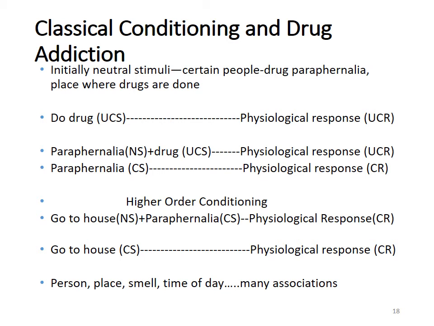So initially, before somebody's doing drugs, certain people, drug paraphernalia, and places where drugs are done start off as neutral stimuli. When we do a drug, we have a physiological response. For example, if I was doing speed, it would be a stimulant and I would have heightened arousal. So you do the drug, you get the physiological response. That's just an involuntary response that occurs.